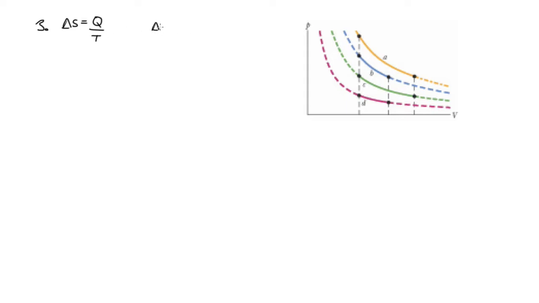For isothermal processes, we know that the change in internal energy is equal to 0, and we also know from the first law of thermodynamics that that's equal to Q plus W, the work done on the substance, which is the area under here.